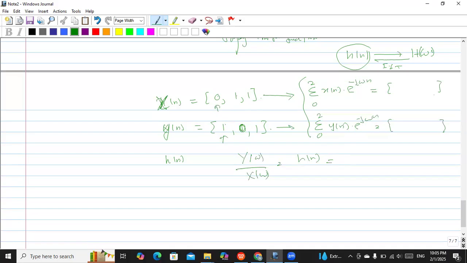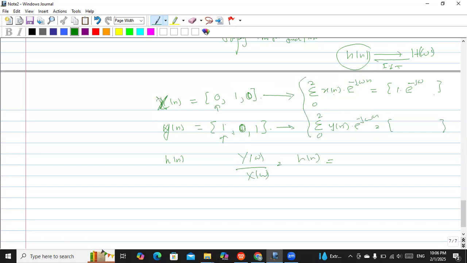Okay, and this one is 0. And if you find the Fourier transform of this one, what is the value? x0 is 0, x2 is also 0, and you will have only x1. So you will have the value 1 e to the power minus j omega.